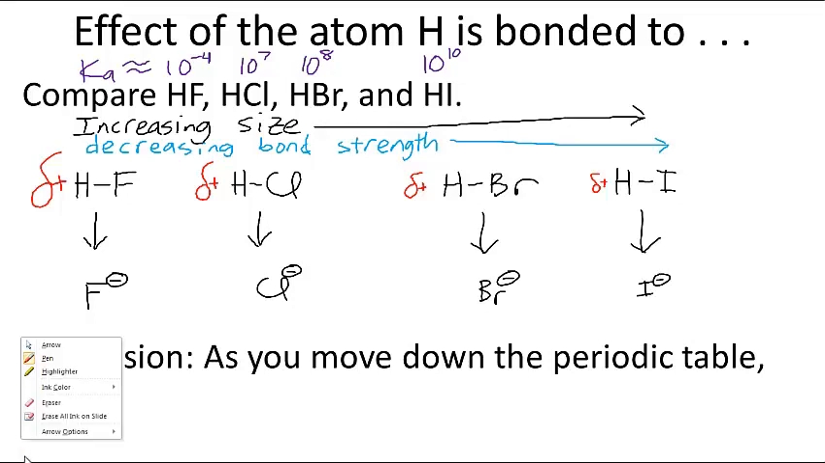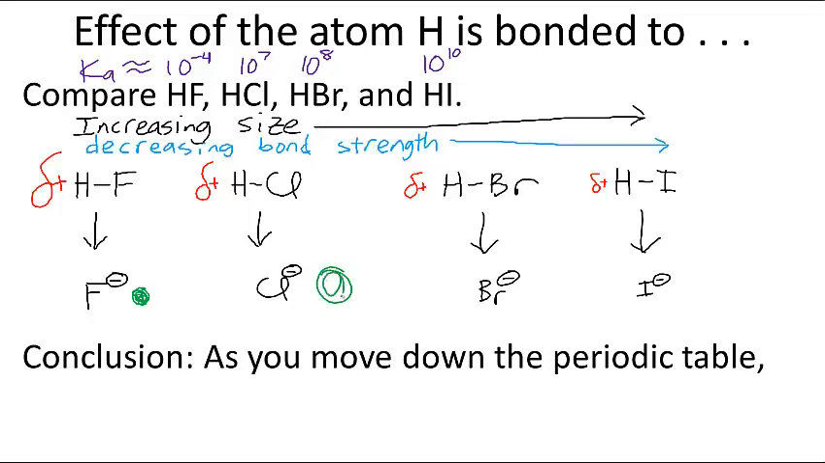And here the size is also important. F minus is actually maybe this tiny little dot there, tiny little circle there. Cl minus is going to be a bit bigger circle. Br minus is a bigger circle. I minus is this big old sphere.